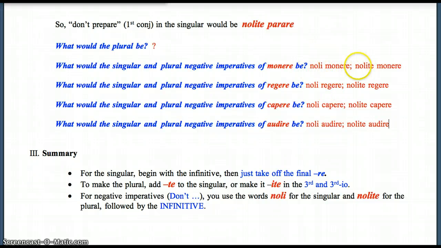Noli, what's it mean? Do you remember? Don't. Okay. Monere, how do I translate it? Warn or advise. I don't translate it to warn, okay, unless I'm going to say refuse to warn. Don't translate it that way. Simply translate these don't warn, don't warn, don't warn, don't rule, don't take, don't listen, or don't hear. And that's the way to do those.